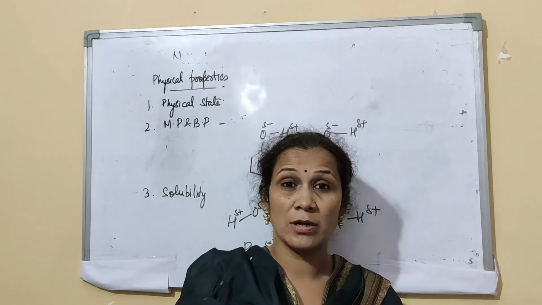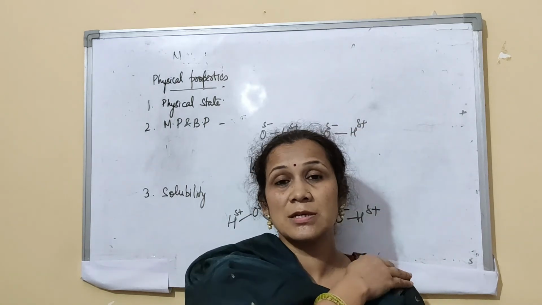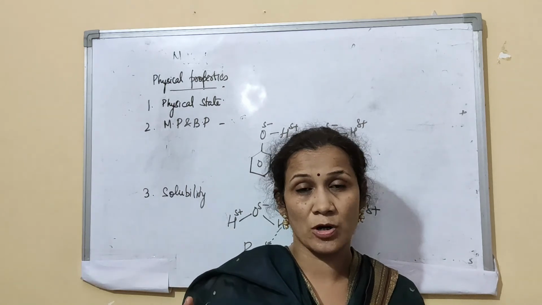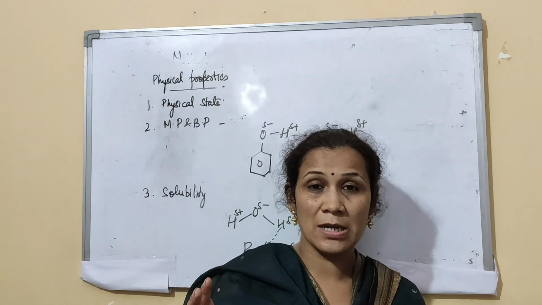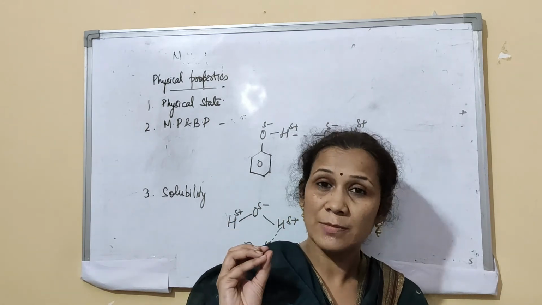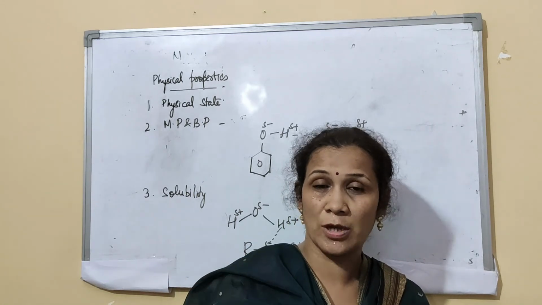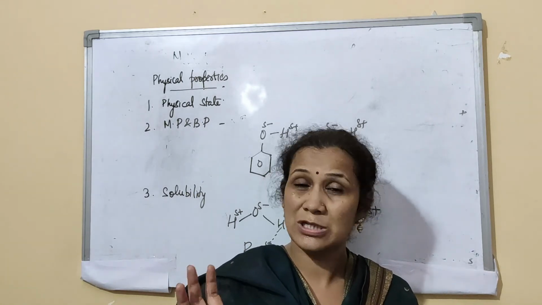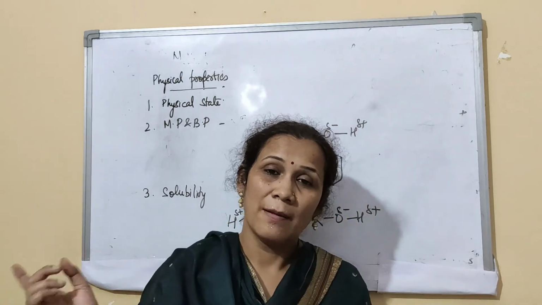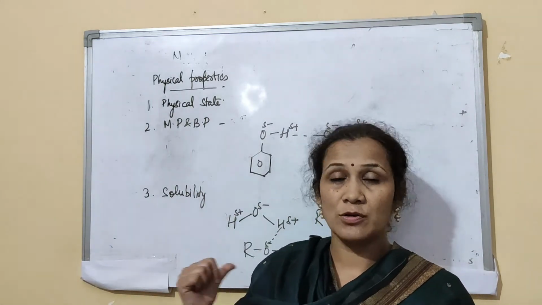But what is very important, if you keep increasing the size of R, what will happen? The R is a hydrophobic group. It repels water. So the solubility will start decreasing. So the smaller alcohols are very much soluble in water, but the bigger alcohols, due to the hydrophobic group, are less soluble in water. So that is a general rule for any functional group. So remember that the alcohols are soluble because of the hydrogen bonding.